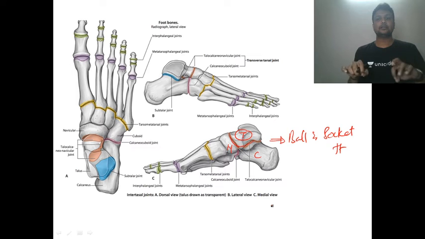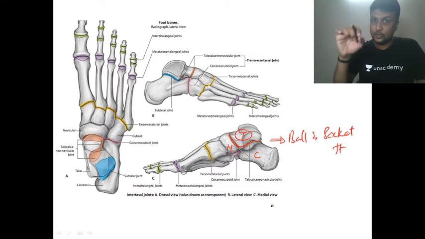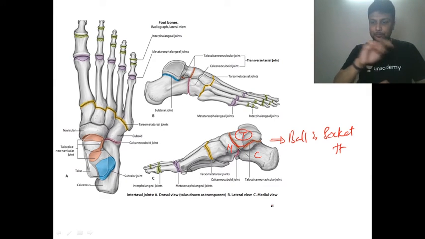Every time, the moment I say ball and socket joint, what comes to mind? Shoulder joint, hip joint. Forget about that. They will never ask you the easy types of joints in the exam. Yes, concentrate on this one. So from today onwards, you're going to remember this joint. Talo, calcaneo, navicular joint is an example of a ball and socket joint.